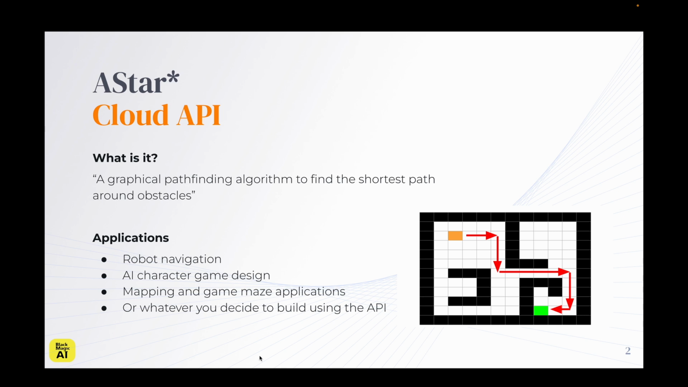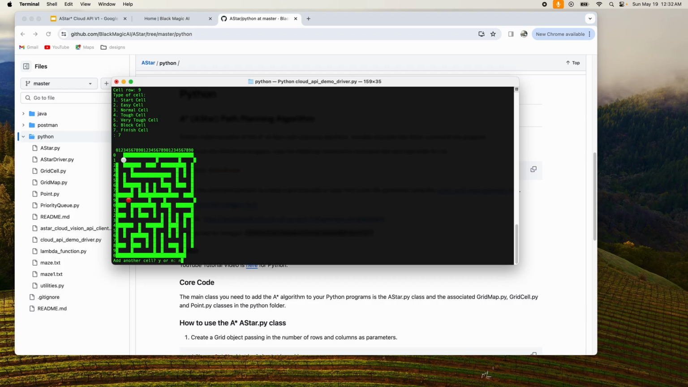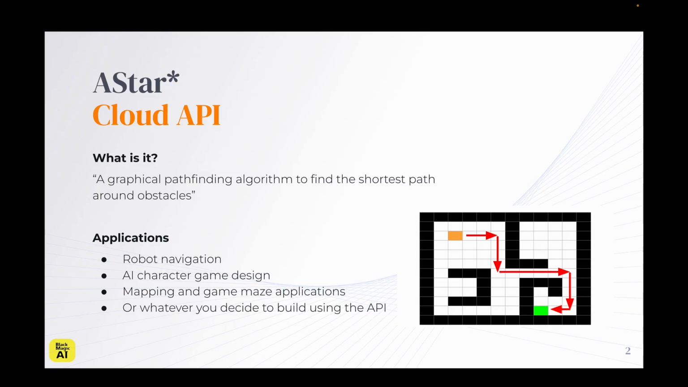The AStar Cloud API is an open source cloud API that implements the AStar algorithm. The AStar algorithm is a graphical path finding algorithm to find the shortest path around obstacles. Some of the applications for this API are robot navigation for cloud robotics, AI character game design, mapping in game maze applications, or whatever you decide to build using the API.